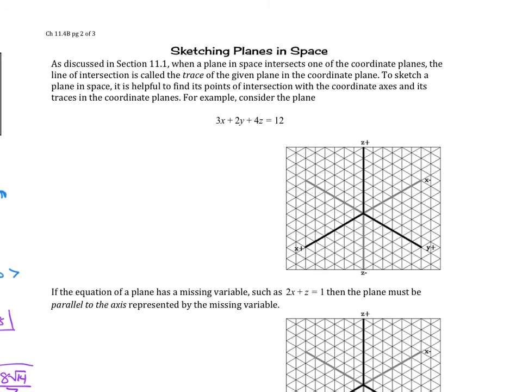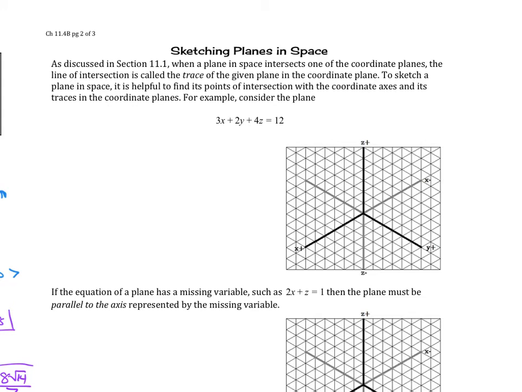And so as discussed in section 11.1, when a plane in space intersects one of the coordinate planes, the line of intersection is called the trace of the given plane in the coordinate plane. To sketch a plane in space, it is helpful to find its points of intersection with the coordinate axes and its traces in the coordinate plane. So let's look at this example first. 3x plus 2y plus 4z equals 12.